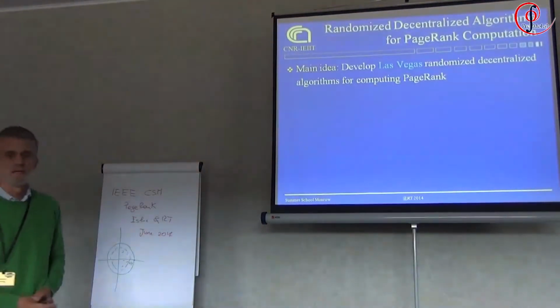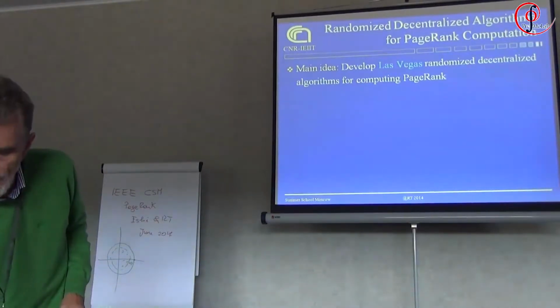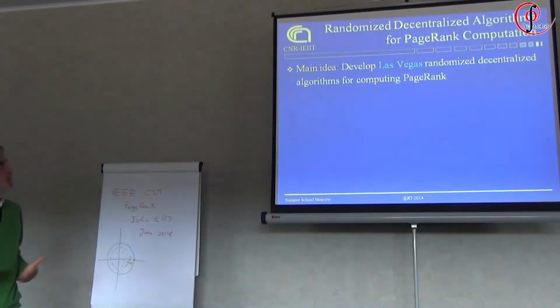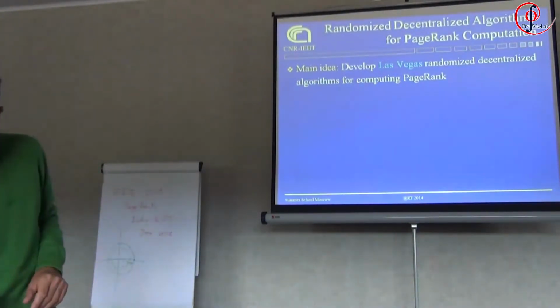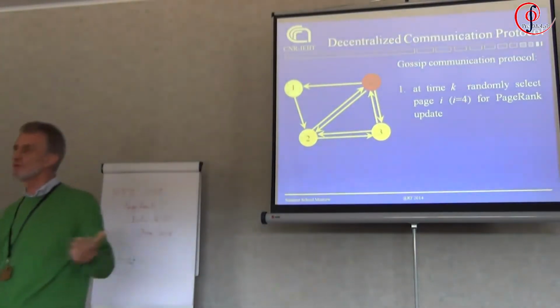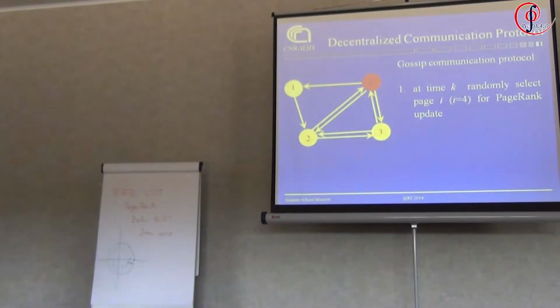The main idea is to develop a Las Vegas randomized algorithm, which has the same features that we discussed yesterday. The technique is completely different because it's based on picking vertices instead of picking edges. And it's randomized and it's decentralized and so on. And the protocol that we are looking at is very similar to the protocol that we had yesterday, which is called the gossip protocol. So you basically look at information which is local, so you exchange information with the pages that are close to you.